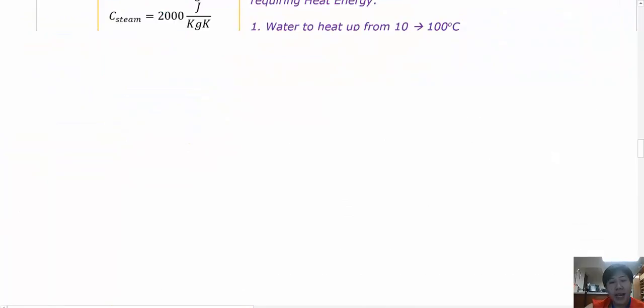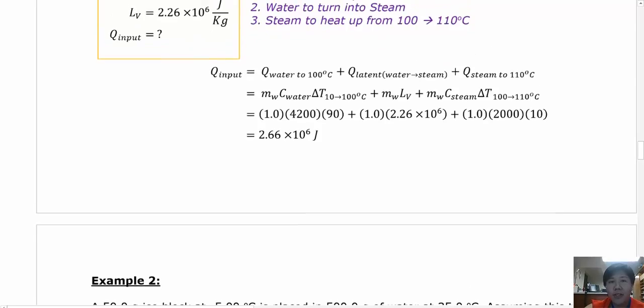If you have a look, the heat input must equal the amount of heat required to bring the water to 100 degrees. I've tried to split this up and work step by step here in the solution for you. Then I've got the amount of heat energy required to change state, and then from steam to 110 degrees. I've broken that down and written in every single substitution that I could think of, and that's just working it out.